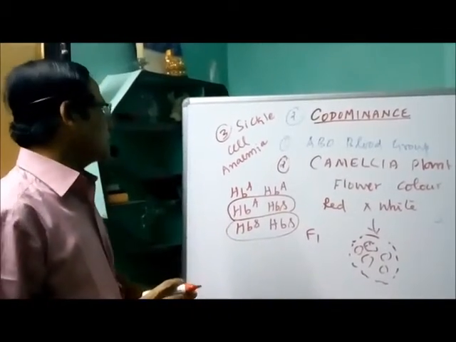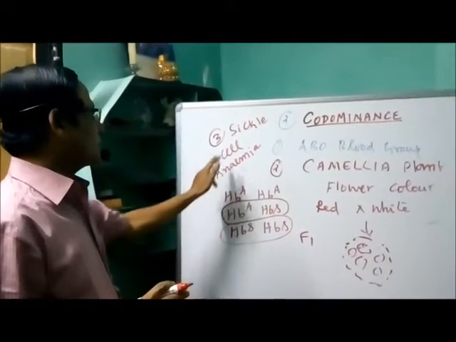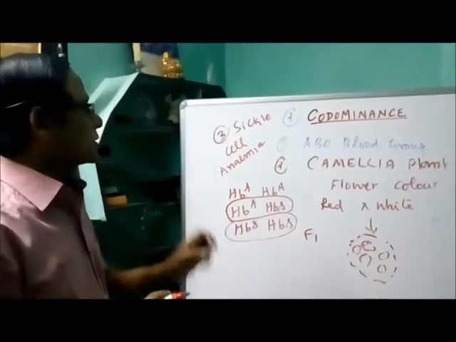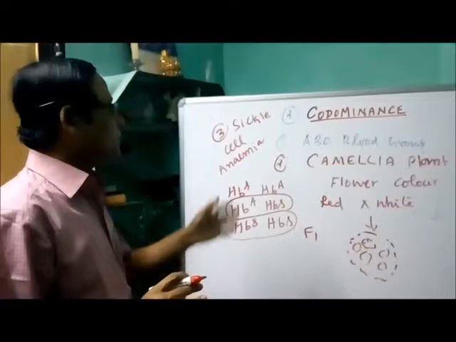That is different. As per the book, another example is sickle cell anemia. So these are the three examples for codominance.